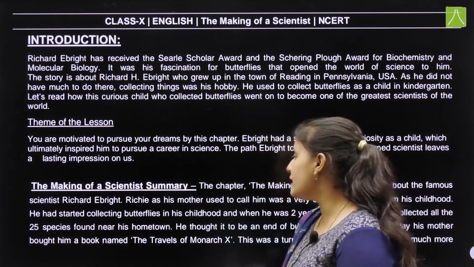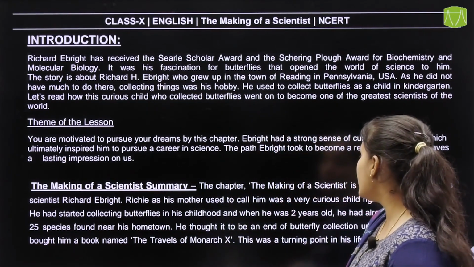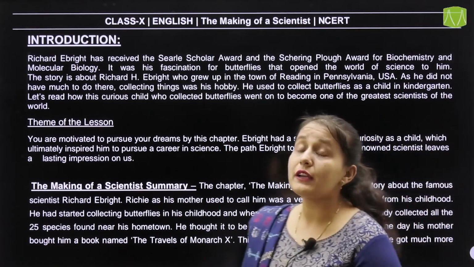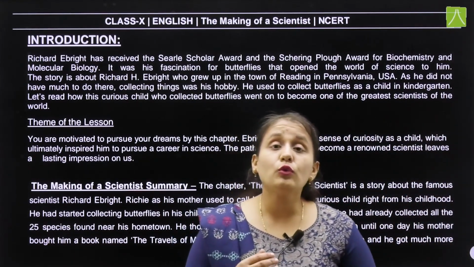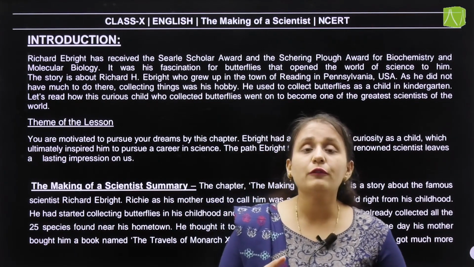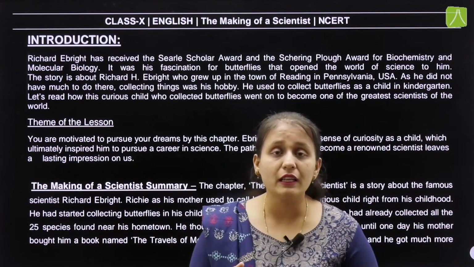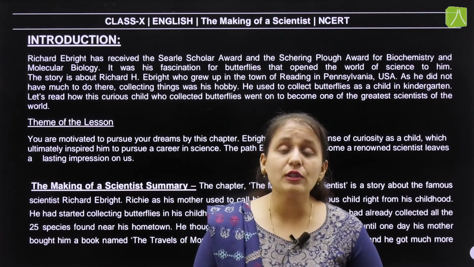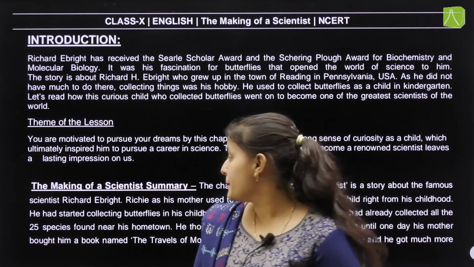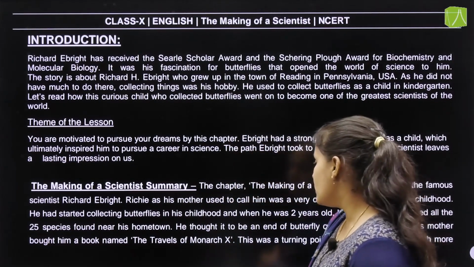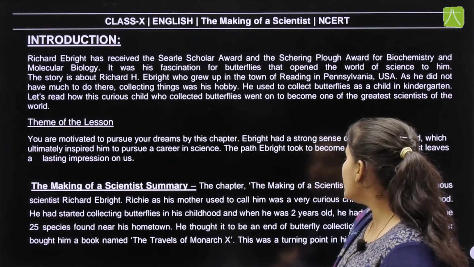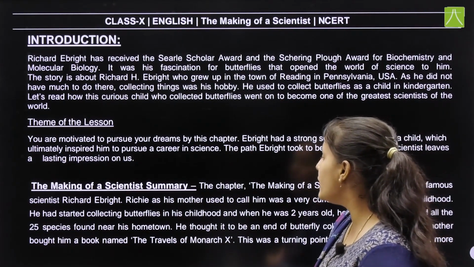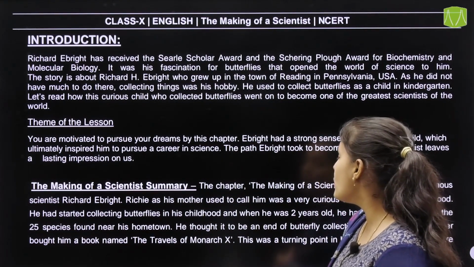He had started collecting butterflies in his childhood, and when he was 2 years old, he had already collected all the 25 species. जब वो 2 साल के थे तब तक उनके पास में butterflies के अलग अलग species थे. There were total 25 species with him, and he was actually having that interest. Okay, found near his hometown. He thought it to be an end of butterfly collection until one day his mother bought him a book named The Travels of Monarch X.